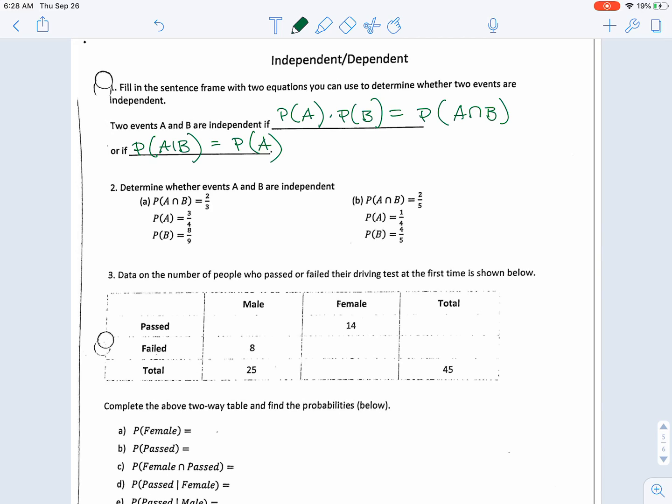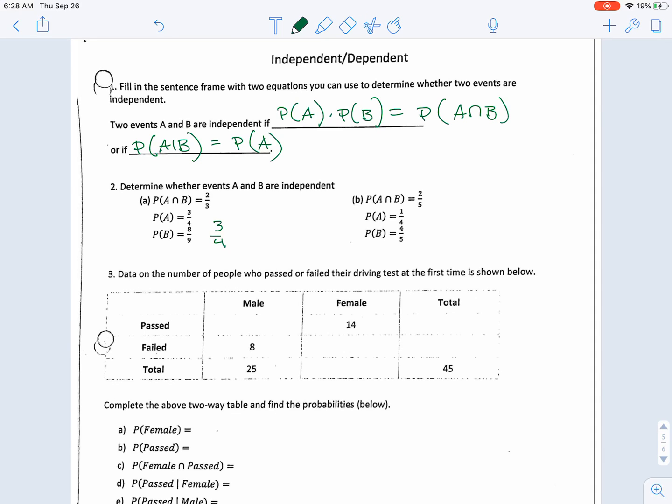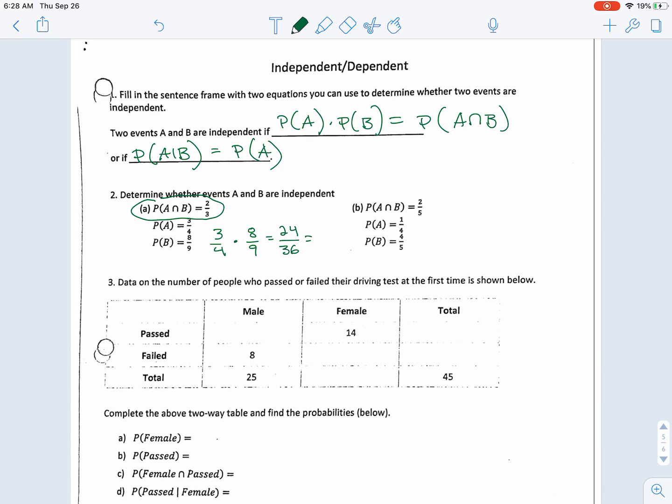Determine whether the events are independent. I'm going to use the top one for this. The probability of A times the probability of B needs to equal this. 3 times 8, 4 times 9. If I reduce 24 over 36, probably the fastest way, I get 2/3. Or you can test it doing that little trick I showed earlier in the video. Are these two equal? 36 times 2 is 72. 24 times 3 is 72. So the answer is yes, independent. This work shows me that you didn't just 50-50 guess it.